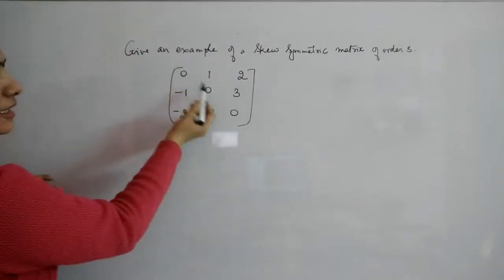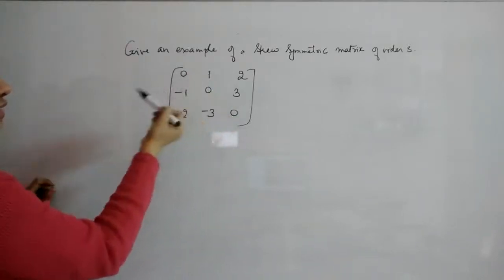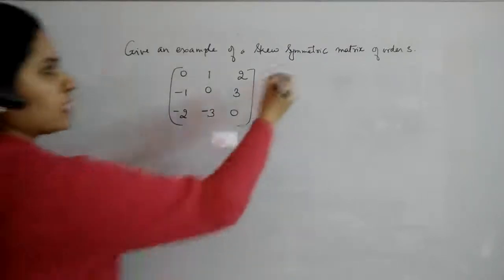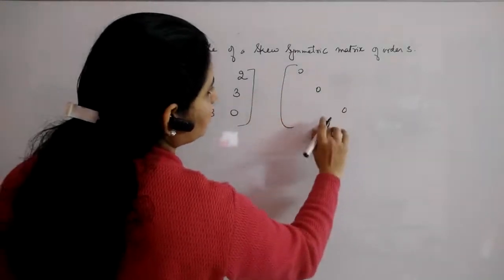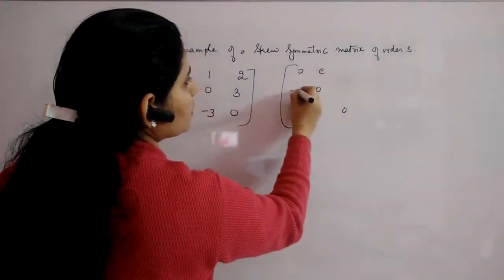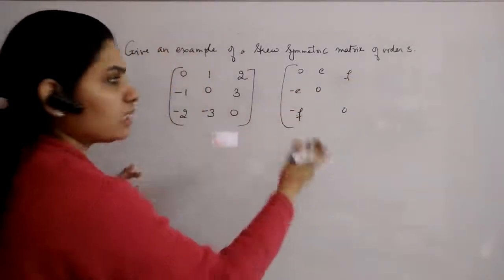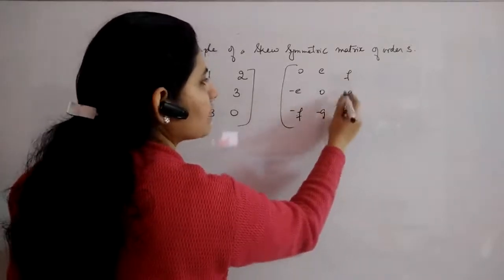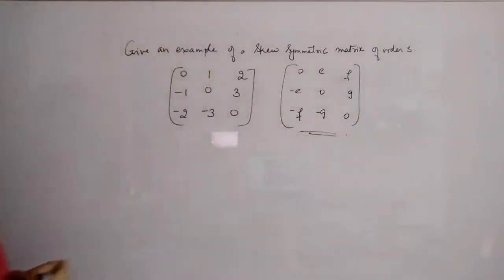This is the only criteria which you should know: diagonal elements 0, and this and this negative of each other, this and this negative of each other, this and this negative of each other. In general, we can say that it will be of this form: E, minus E, F, minus F, and G, minus G, where E, F and G are any numbers. This is the main thing you should know in order to create a skew symmetric matrix of order 3.